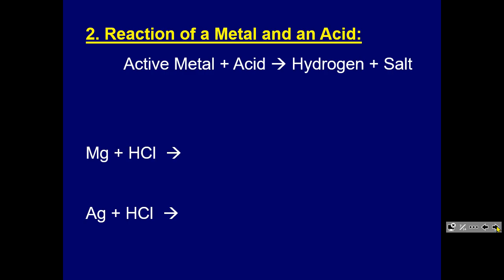Second common reaction is an active metal with an acid. And again, let's just write down the first one, because the second one's going to be a no reaction. Actually, let's write them both down, because it kind of defines what an active metal is.